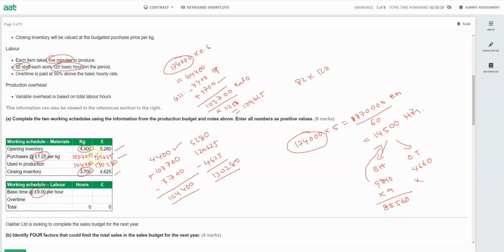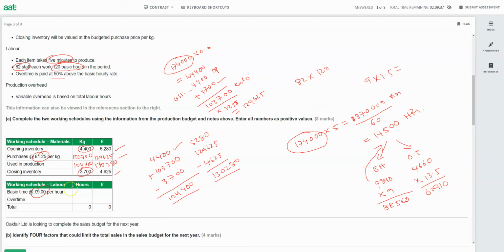And the overtime hour, they said 50% above the basic hourly rate. That's time and a half. So 9 multiply time and a half, that is 13.5. So 13.5 is the overtime rate. So 13.5 multiply 4,660, and that gives me 62,910. So now we need to just complete the table.